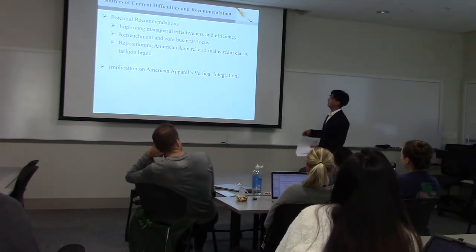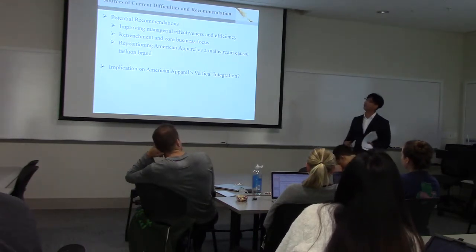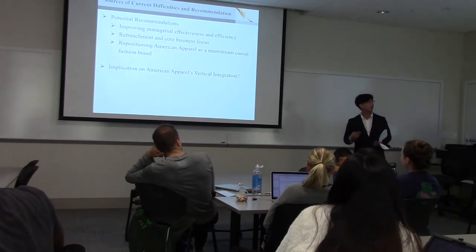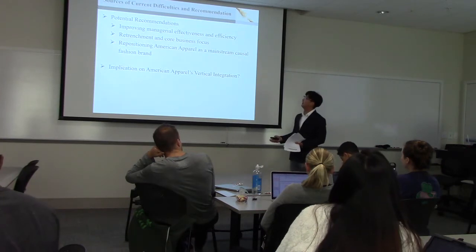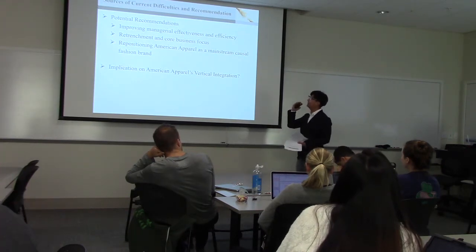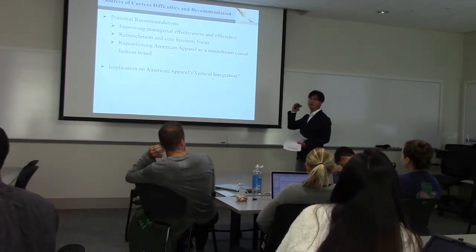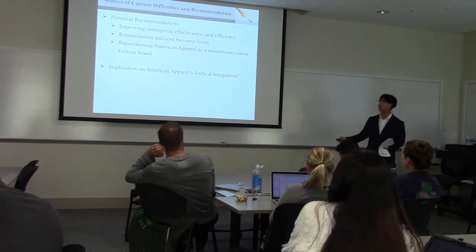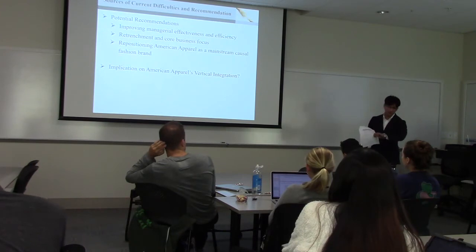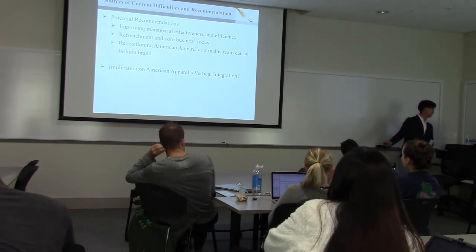And lastly, we position American Apparel as a mainstream casual fashion brand, like how H&M and Gap are doing it. But there is an issue with that because they have a high price, so they may have to outsource their manufacturing and production to other countries. So what's the implication on American Apparel's vertical integration?